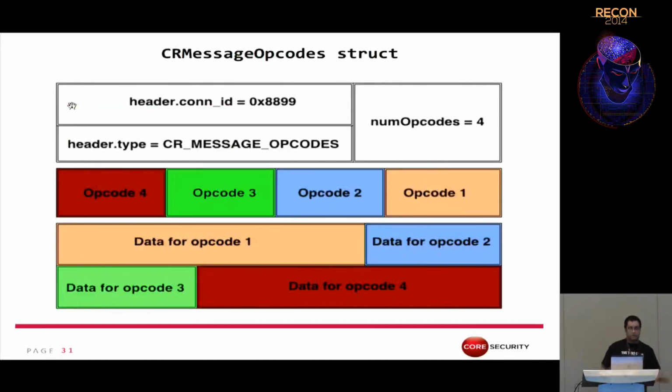This is how the CR message opcodes structure looks like. This is the structure that is used to send rendering commands from the guest to the host. It has a type field indicating that it's CR message opcodes, another field specifying the number of opcodes that are being sent, then the opcodes in reverse order, and finally the data for each one of the opcodes. And that data can have a different length.